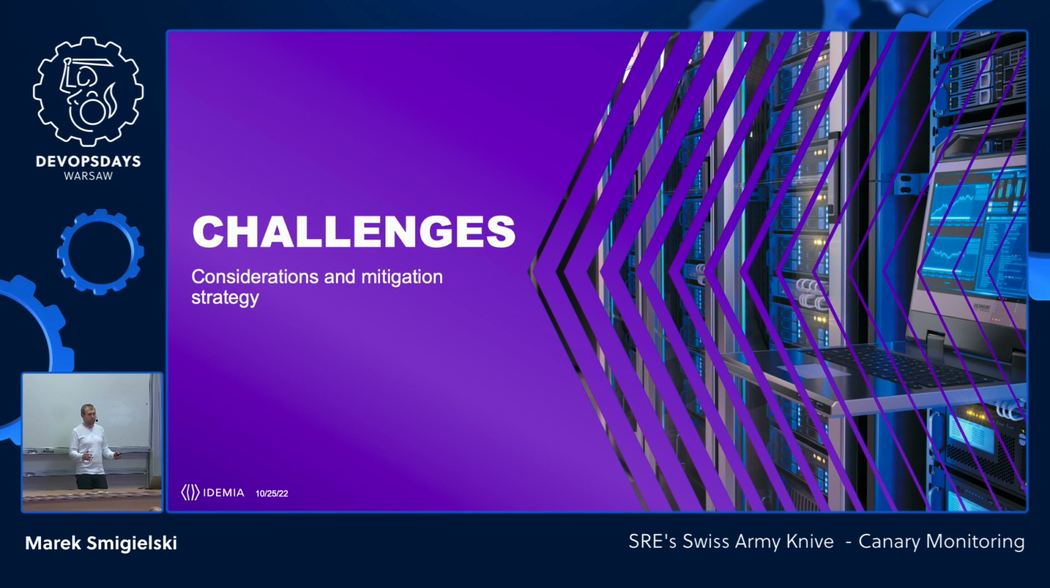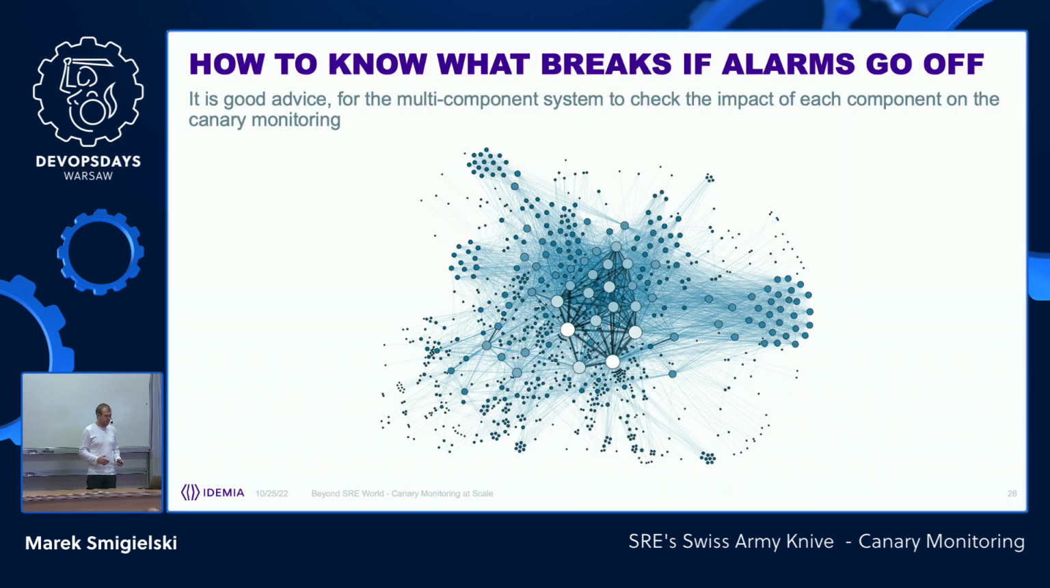And then if you have that kind of, let's say, base understanding, let's talk about the challenges, because this is not one monitoring that fixes all the problems that you have, unfortunately, but it's very useful, and I would say that's the first one I would implement in any system. So the challenge number 1 is how to know what breaks if the alarm goes off.